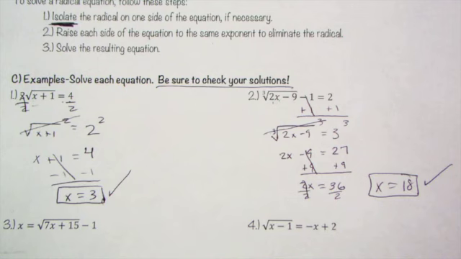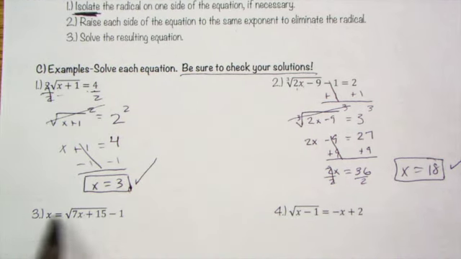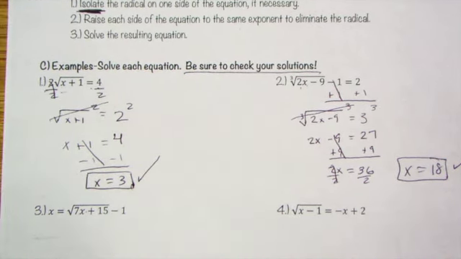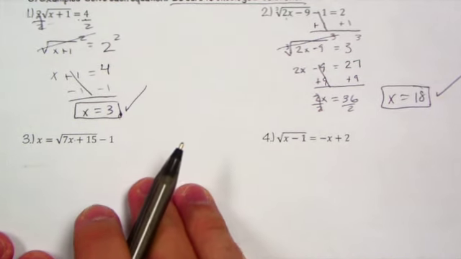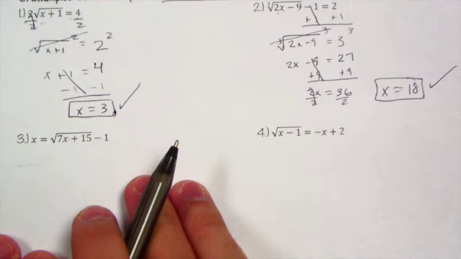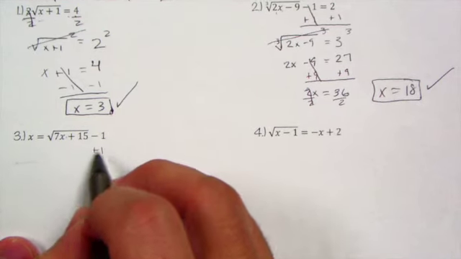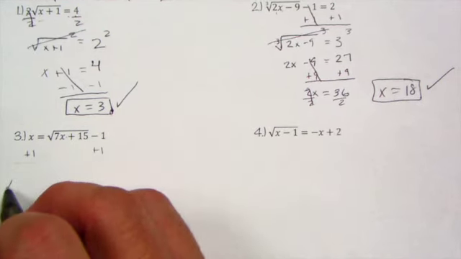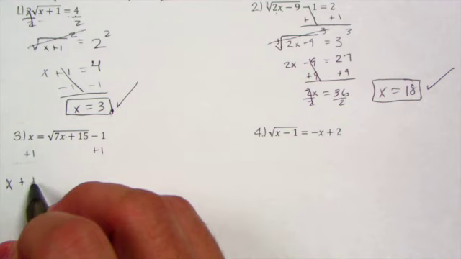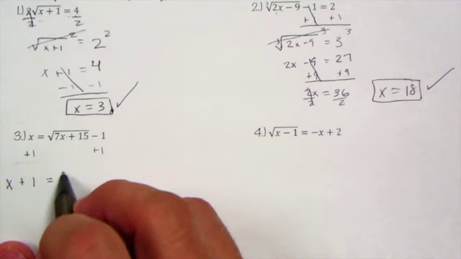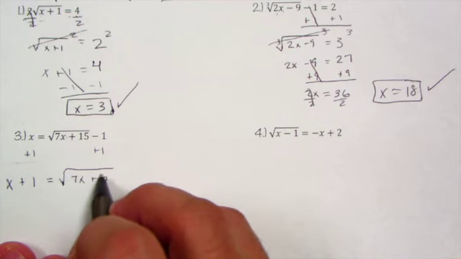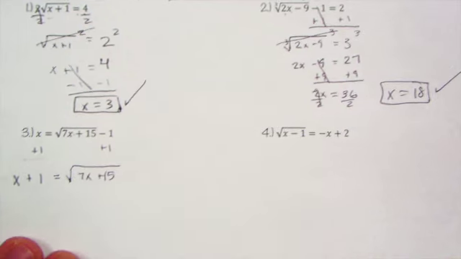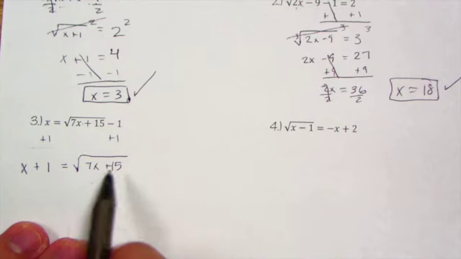Here's where it can get a little tricky when you have variables on both sides of the equation. So the first step is not going to change. The first step is I'm going to add the 1 to the other side. But with having an x on both sides, it definitely complicates things. So 7x plus 15. So I did isolate the variable. The variable is all by itself. Or sorry, the radical. The radical is all by itself.